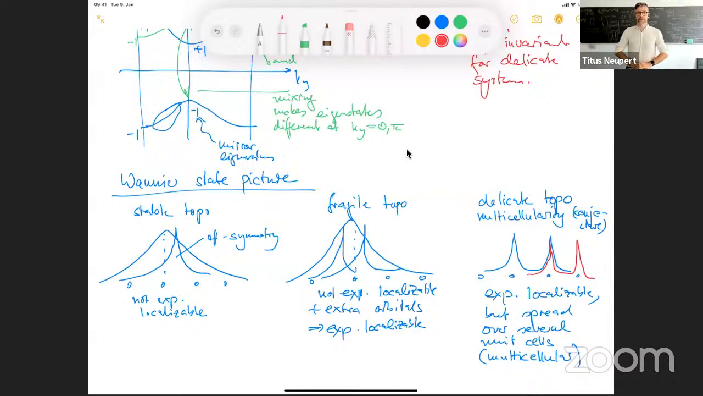Is it possible to use a Wilson loop formalism to detect delicate topology? Yes. For instance, the one that I showed with the Chern number plus or minus one, we can do that. The Wilson loop would show exactly this Chern flow. So it's actually a good tool. Also in these 3D examples that we study in the paper I gave, it's a good tool to look at the Wilson loop spectrum.